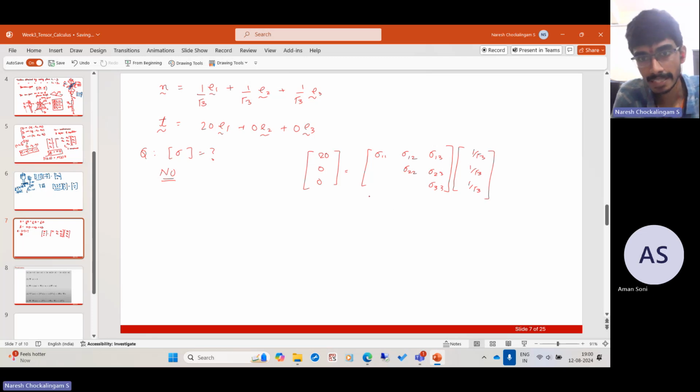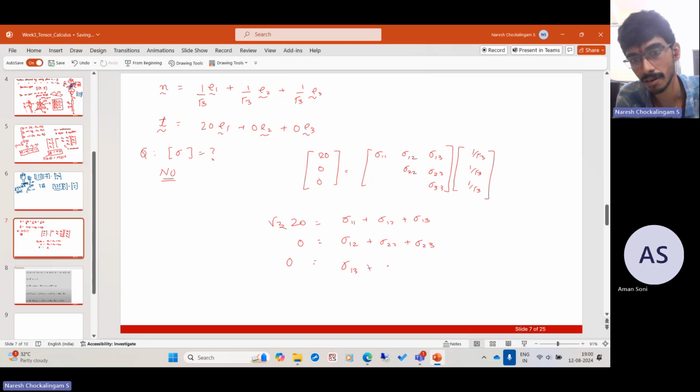So this is basically a system of equations, right? If you expand it out, you will get 20 is equal to sigma 1 1 plus sigma 1 2 plus sigma 1 3, with the root 3 factor. Then 0 is equal to sigma 1 2 plus sigma 2 2 plus sigma 2 3, and 0 is equal to sigma 1 3 plus sigma 2 3 plus sigma 3 3. So here you have 6 unknowns and 3 equations. So this problem is basically not solvable.